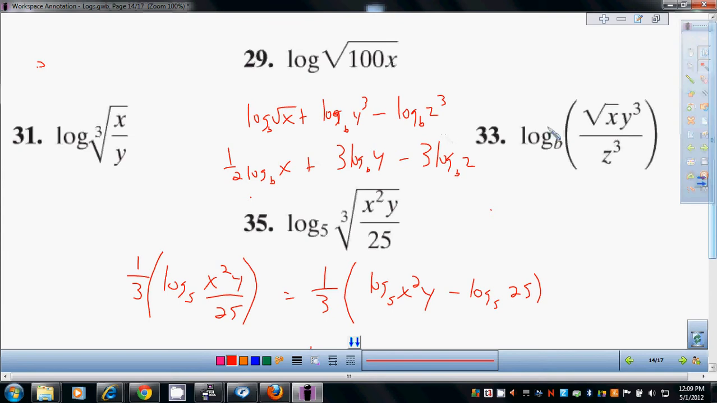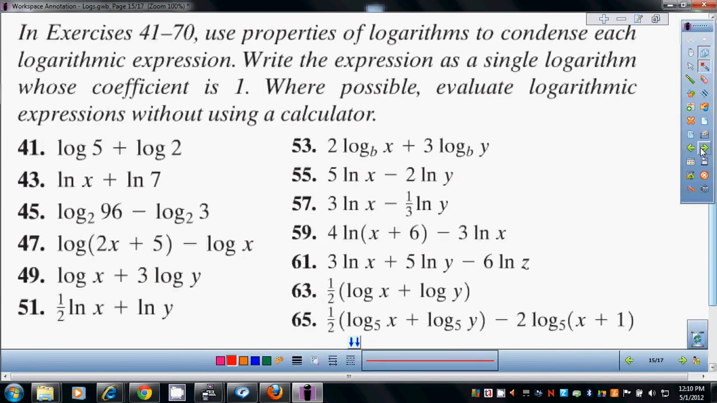All right. Only one slide left, and that's this one. This is the same exact thing, except we're working in the opposite order. So now, instead of you taking a coefficient, exponent and turning it into a coefficient, you're going to go in reverse. So like 53, everywhere you see a number in front, that's going to come up here and be an exponent. So 53 would be log base b of x squared plus log base b of y cubed.